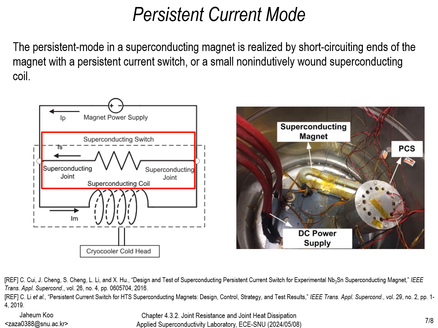Once the magnet is fully charged, the heater is turned off, allowing the shorted superconducting loop to become active. At this point, the loop carries a persistent current, meaning it can maintain the current without any additional power input.